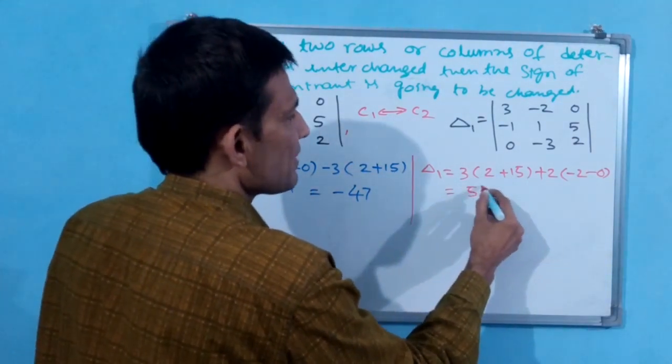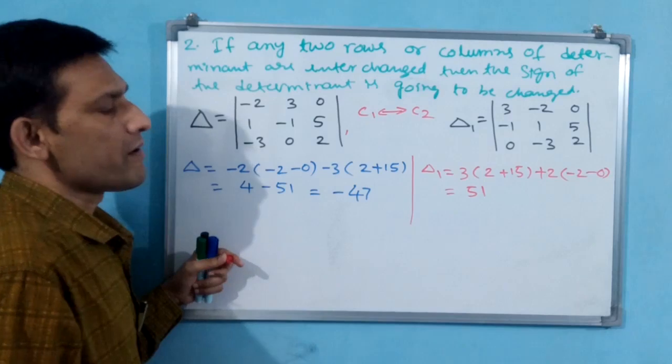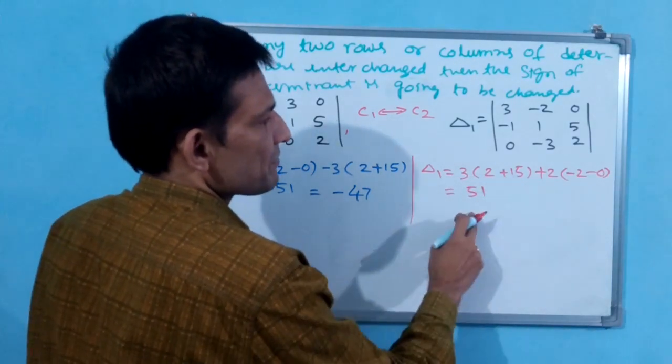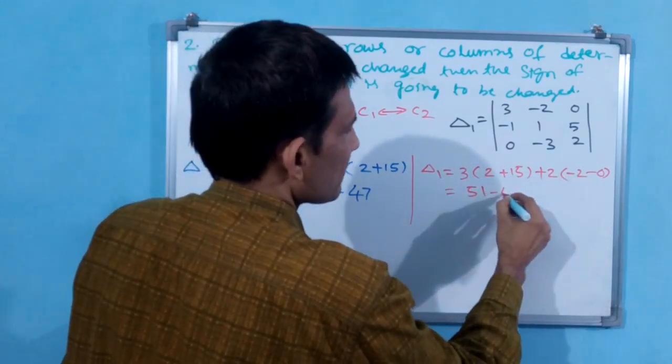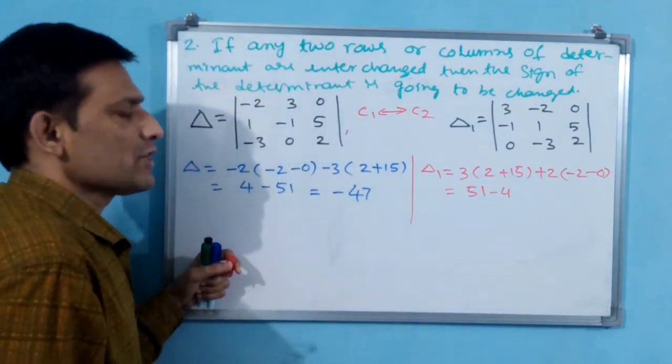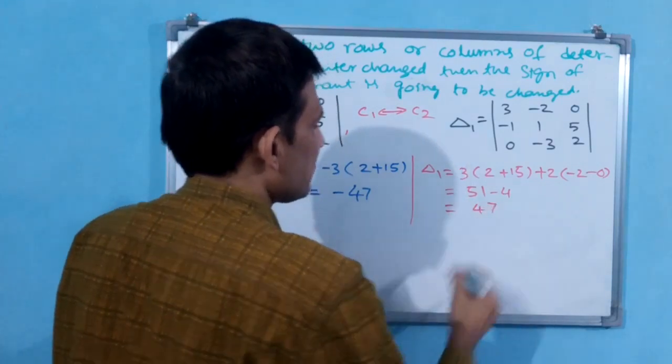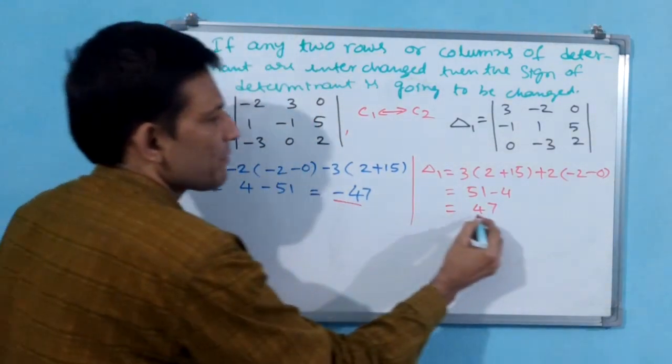17 3s are 51. Okay. 17 3s are 51, plus 51. Here minus will come, minus 4. Minus 2 into 2, minus 4. Okay. Now what will come? 51 minus 4 is plus 47. You see, here minus is there, here plus is there.